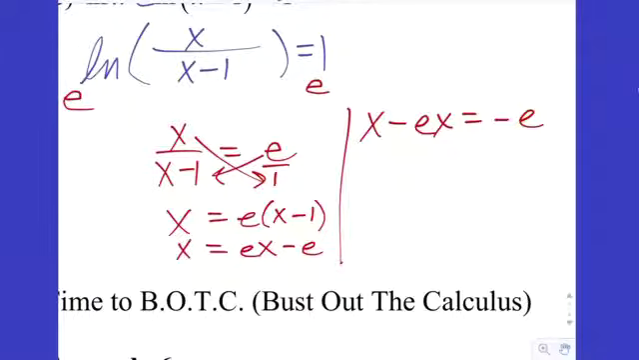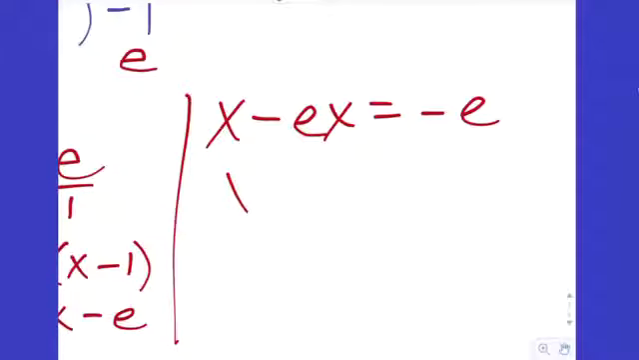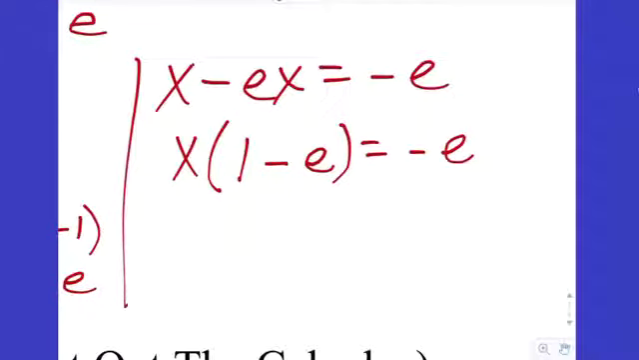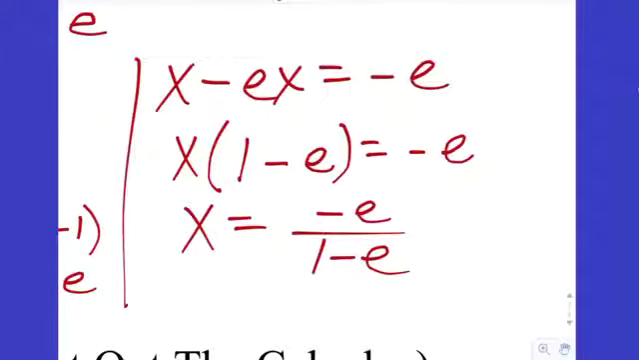Is that going to help me? Well, yes, I could factor out the x because they're like terms, but they have unlike coefficients. So if we factor out the x, what are we left with? 1 minus e. Not 0 minus e, but 1 minus e. That's a common mistake. And then we're almost there. We'll divide through, and we get negative e over 1 minus e.